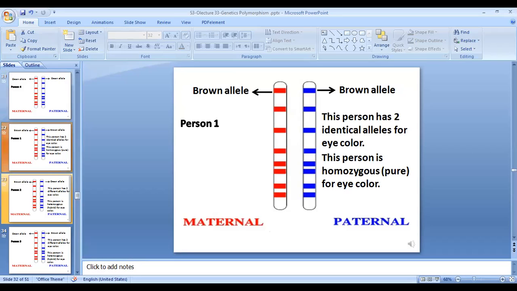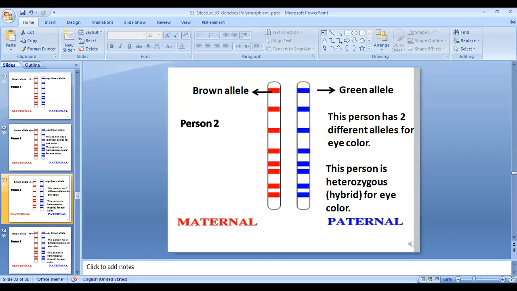So let's start with person one. Person one has two identical alleles, so this person is said to be homozygous, or pure, for the eye color. However, person two carries one brown and one green, so it has two different alleles for the eye color. So this person is said to be heterozygous, or it's called a hybrid, for the eye color.